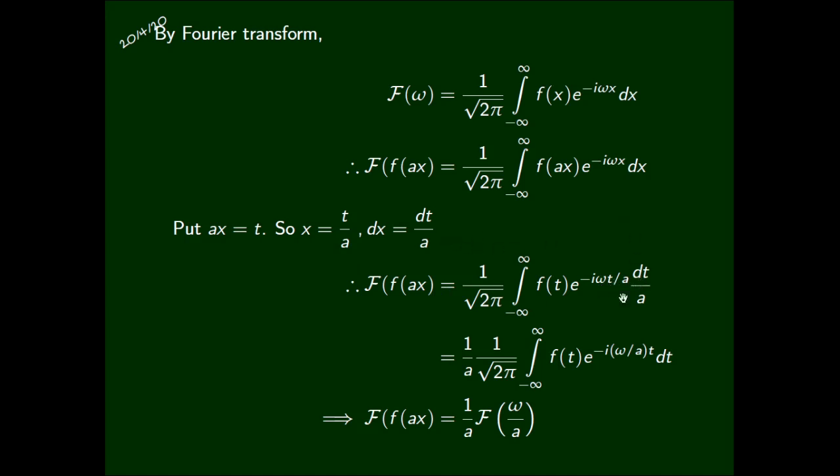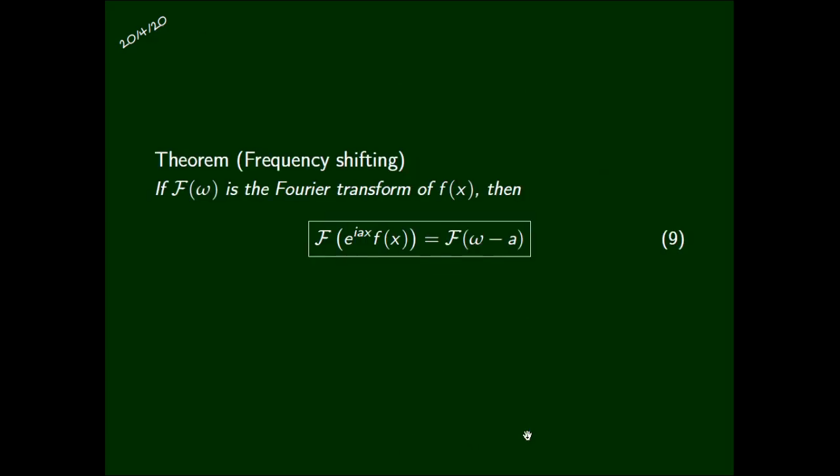Into dx changes to dt by a. I take this 1 by a outside. So 1 by root of 2 pi integral minus infinity to infinity f of t into e raised to minus i omega by a t dt. If we have omega in the power, it is the Fourier transform of omega. In the place of omega, we have omega by a with this integral representation, that is the Fourier transform of omega by a. So the Fourier transform of f(ax) is equal to 1 by a into the Fourier transform of omega by a. That is called the change of scale property.